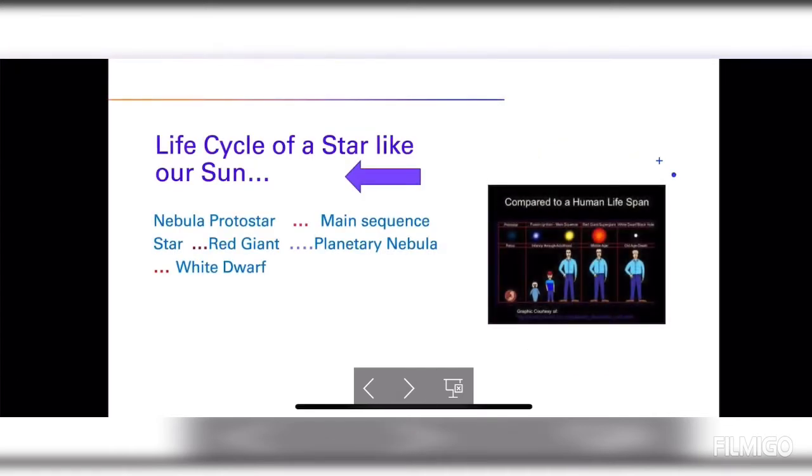Life cycle of a star like our Sun. Nebula, then protostar, then main sequence star. After that the red giant, then planetary nebula, then the white dwarf.